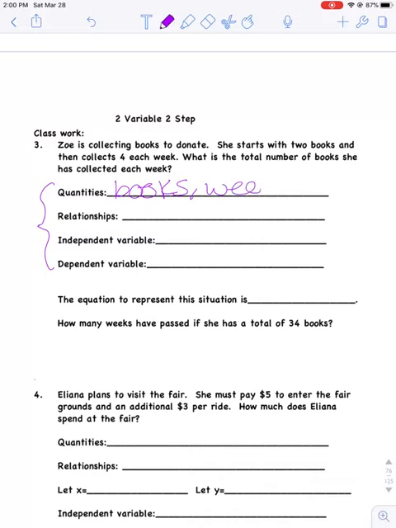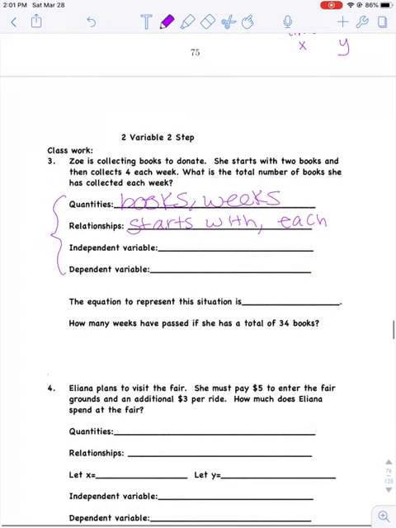So my quantities, just like before, are going to be books and weeks. My relationship, I think, starts with, or you could say total. Those would both be addition or subtraction. And then each, so like each week.